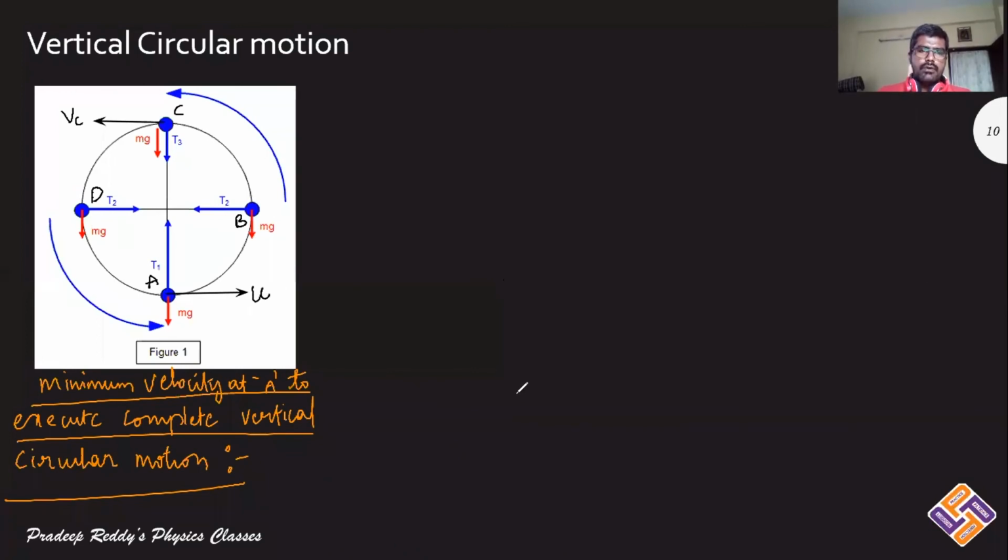Okay, so initially when the body goes to a certain height, observe carefully. This is the last concept. Now when the particle is executing vertical circular motion, I'll be taking a free body diagram at position C.